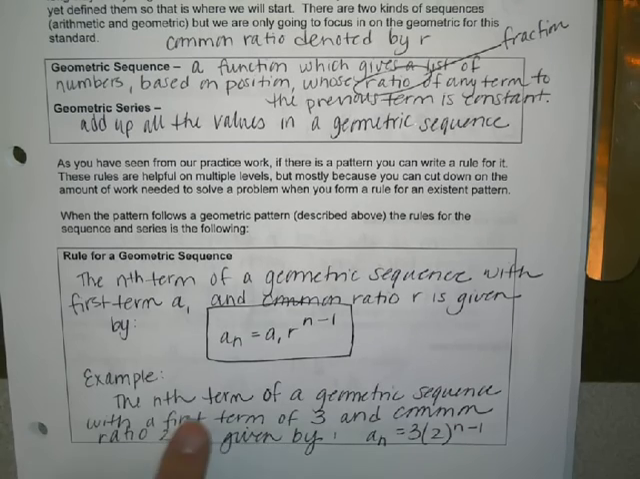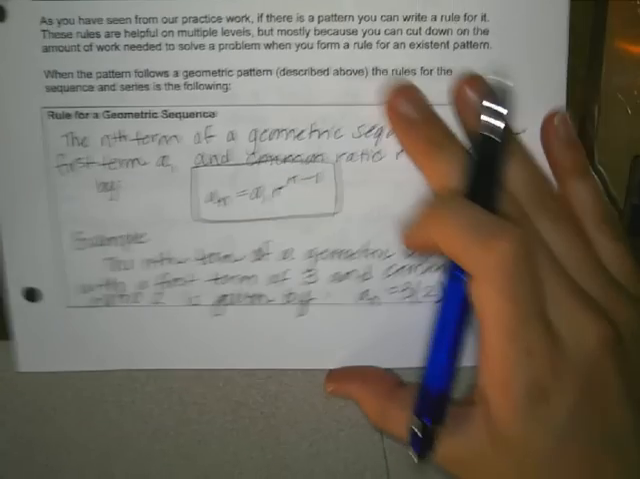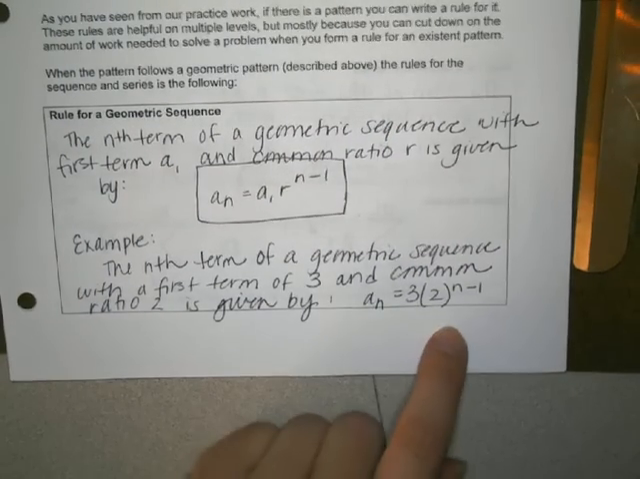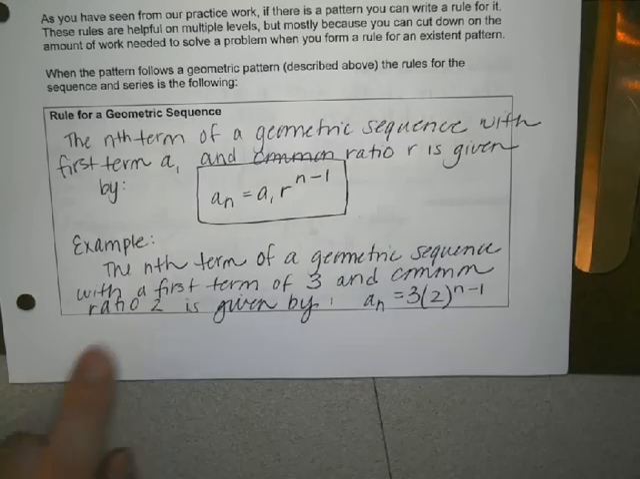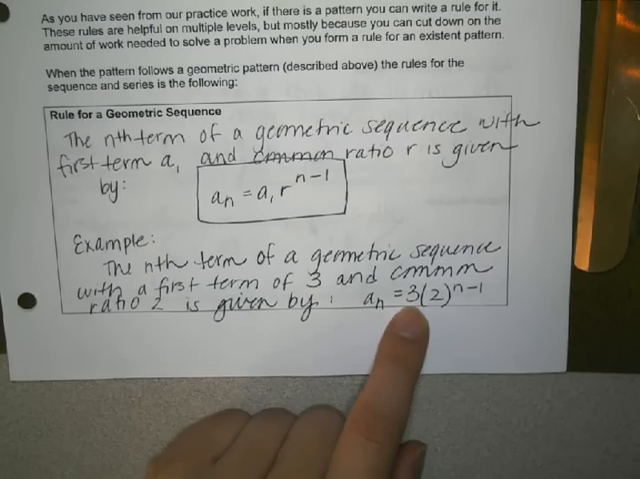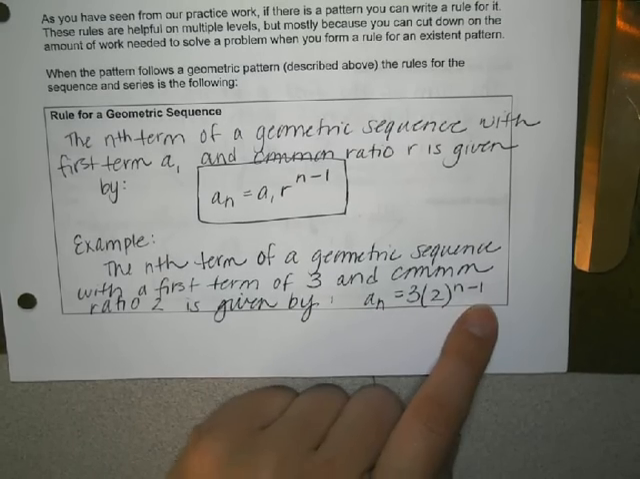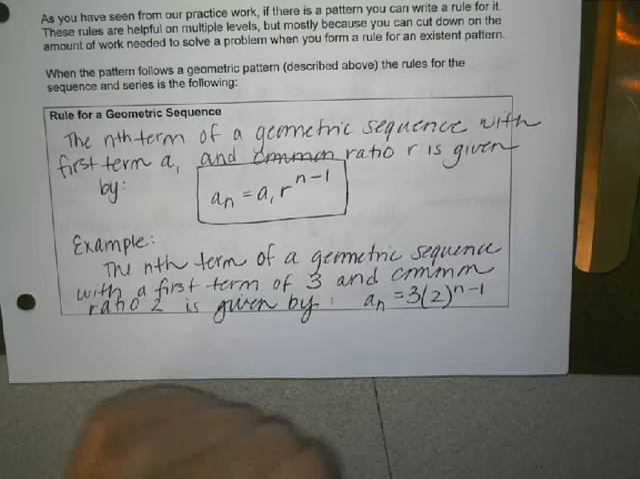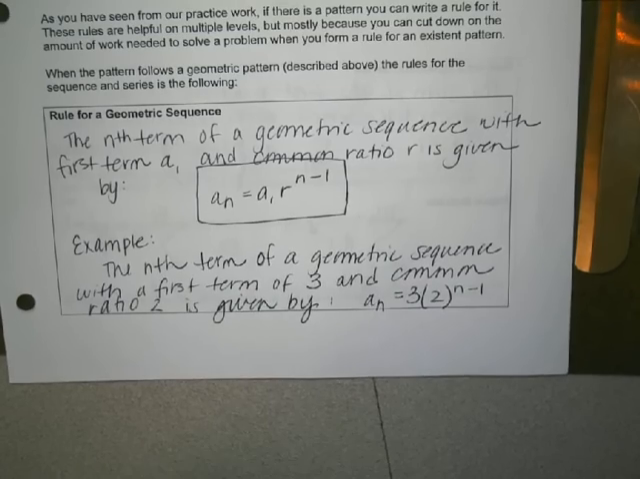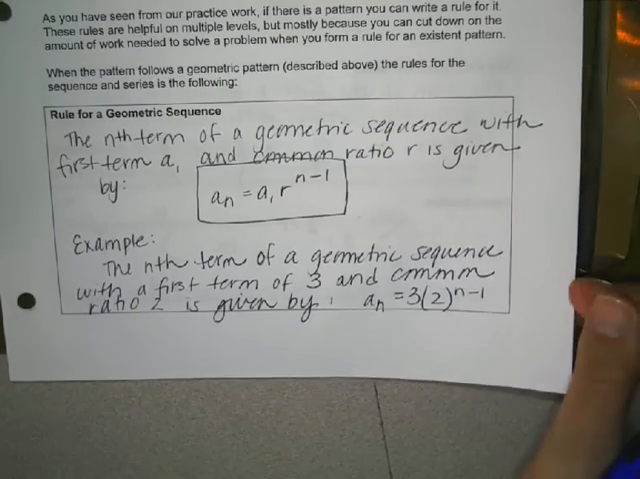So for an example, the nth term of a geometric sequence with a first term of 3 and a common ratio of 2 is given by this expression. So if you know the common ratio is 2, you plug that in for R, and if you know the first term is 3, you plug that in for a sub 1. And then this rule would give you the value, like if I wanted to know the 10th position number, I'd plug in 10, and then punch it out to get the value at that position. When you're writing, you might need to pause it, but when you're ready, go ahead and flip.